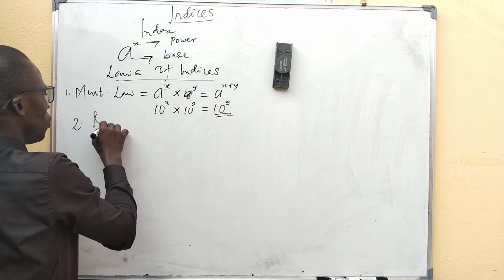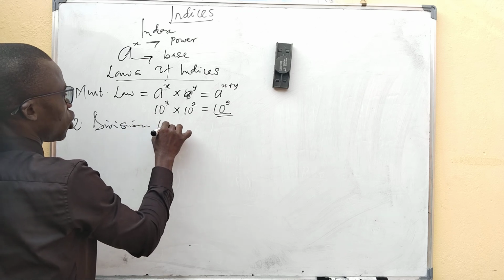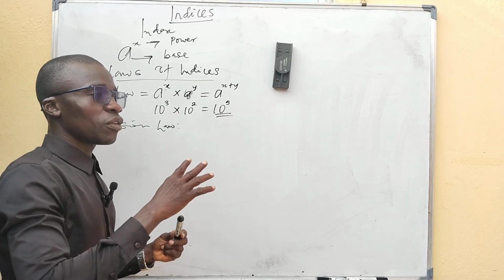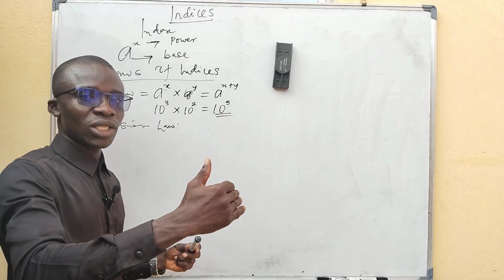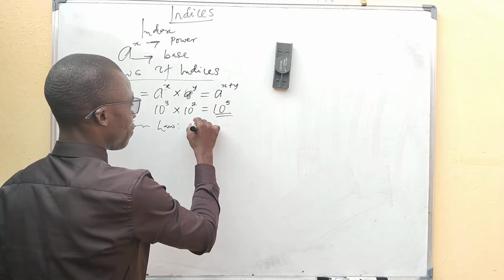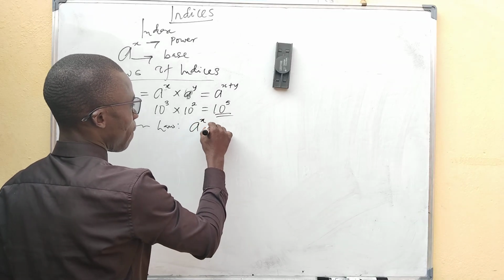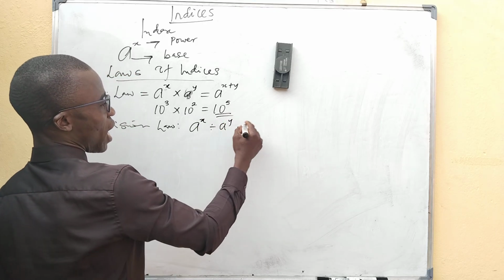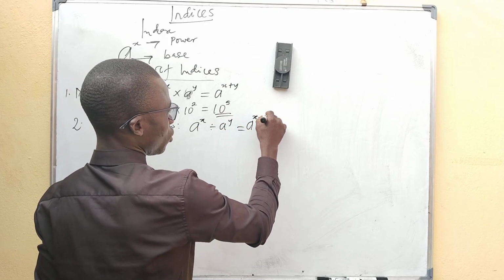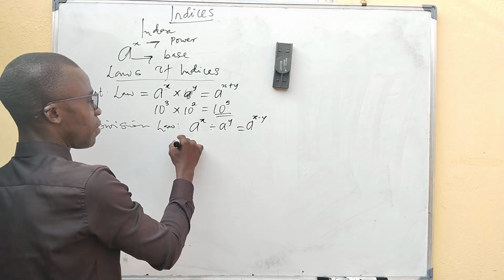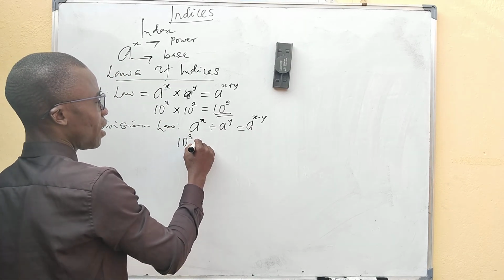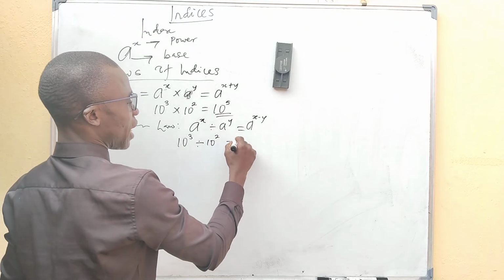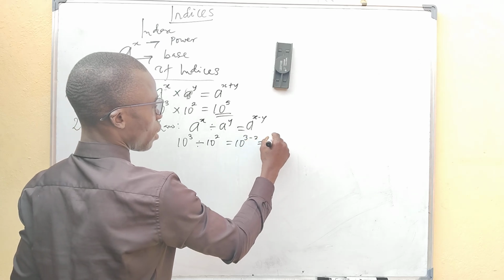Number 2 is the division law. In the division law, if two numbers of the same base divide, their powers will be subtracted. For instance, a raised to power x divided by a raised to power y gives a raised to power x minus y. That is to say, 10 raised to power 3 divided by 10 raised to power 2 is the same as 10 raised to power 3 minus 2, which is 10 raised to power 1, which is 10.